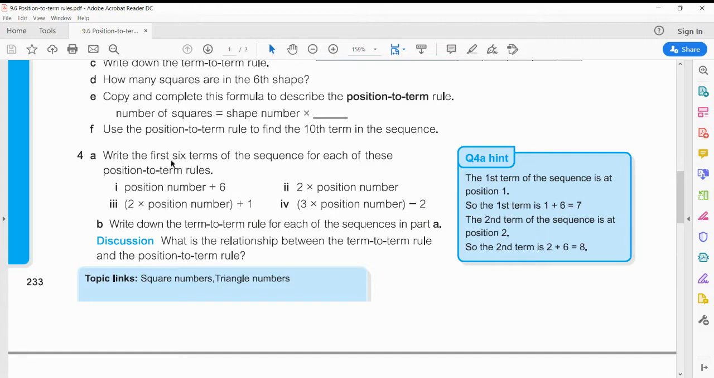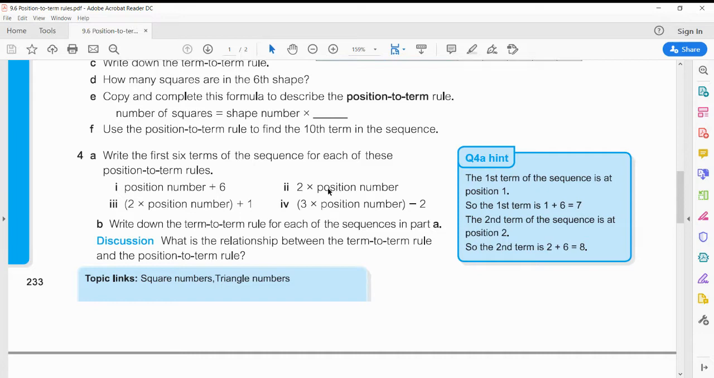Write out the first 6 terms of the sequence for each of the position to term rules. Position number plus 6. So that's 1 plus 6 makes 7. Then 2 plus 6 makes 8. 3 plus 6 makes 9, and so on and so on. So each one you're going just 1, 2, 3, 4, 5, 6, and each of those you're adding 6 to.